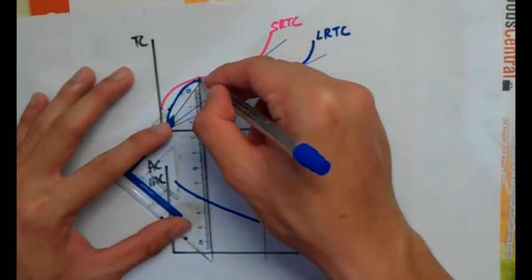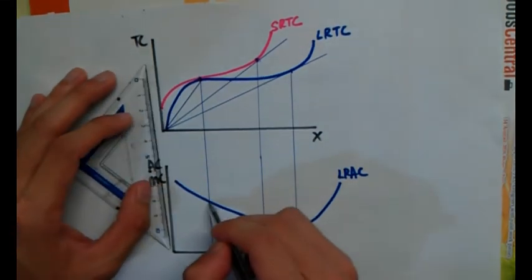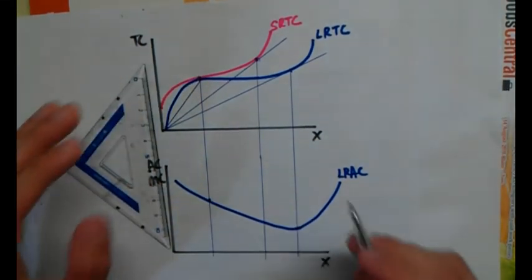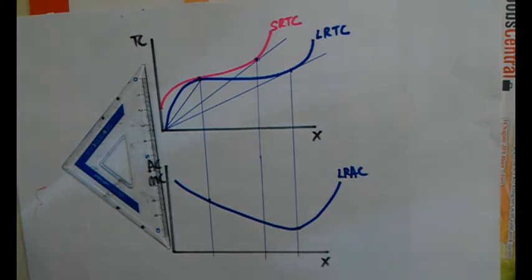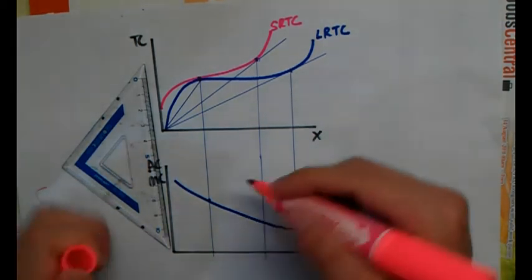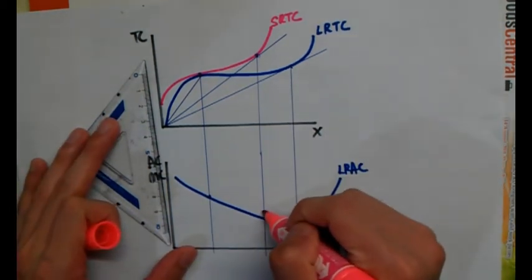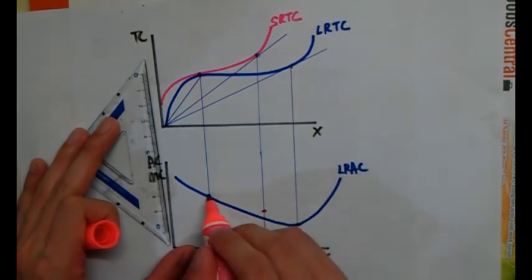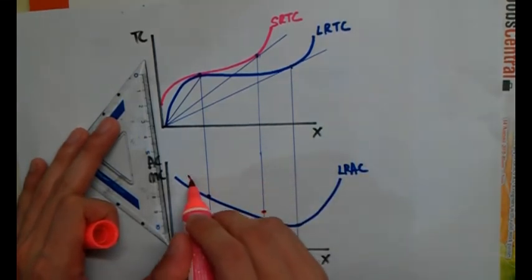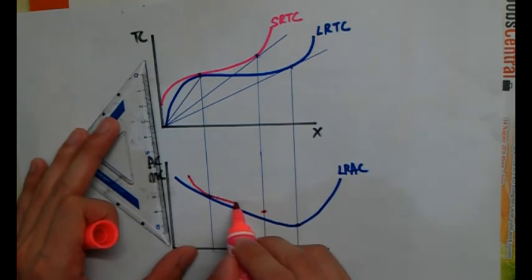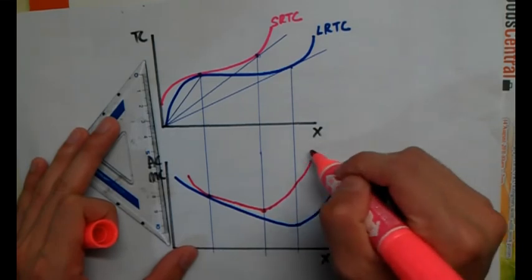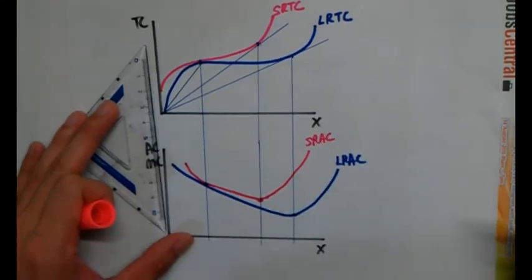Therefore, at this point is where the LRAC will meet the SRAC. Minimum point over here, so this is what the SRAC will look like. SRAC.